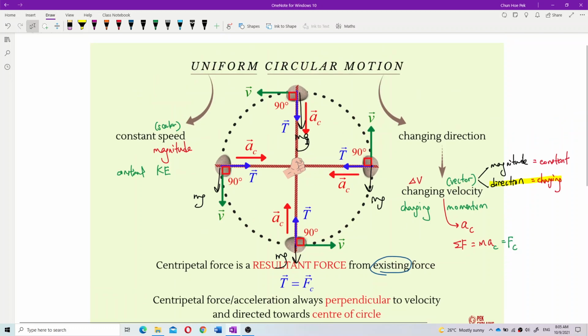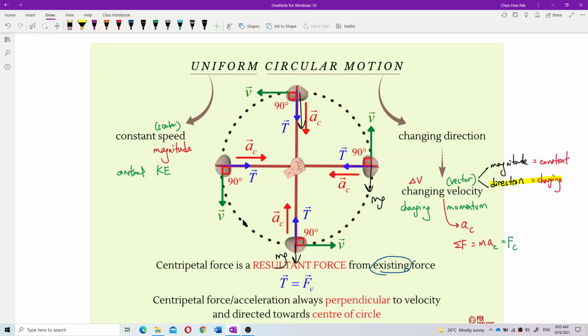So this mg is also responsible for the velocity to change direction. The tension plus the mg are responsible for the stone changing direction. But if you look at another position, this mg becomes parallel to the velocity, which will actually make the stone move faster and faster. That's why I neglect the mg. I don't want to complicate things.